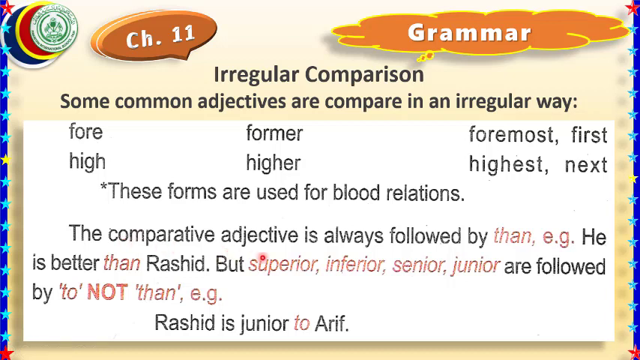The comparative adjective is always followed by than. He is better than Rashid. But superior, inferior, senior, junior are followed by to, not than. Rashid is junior to Arif. We shall not write here Rashid is junior than Arif. No, it will not be written like that. Remember it.